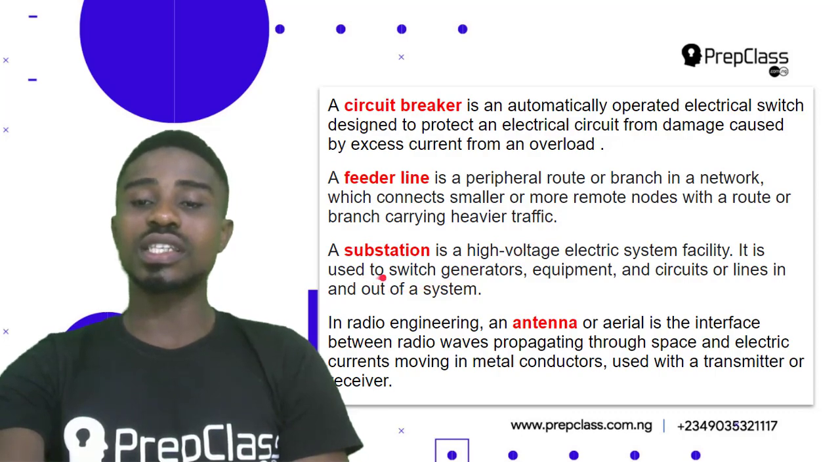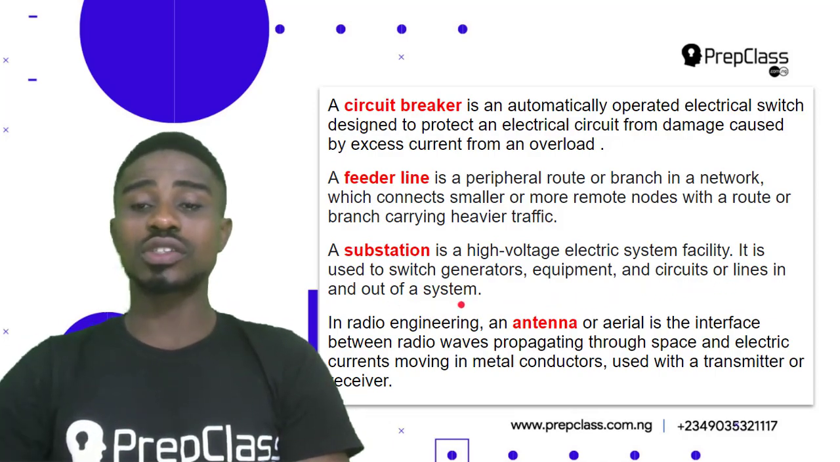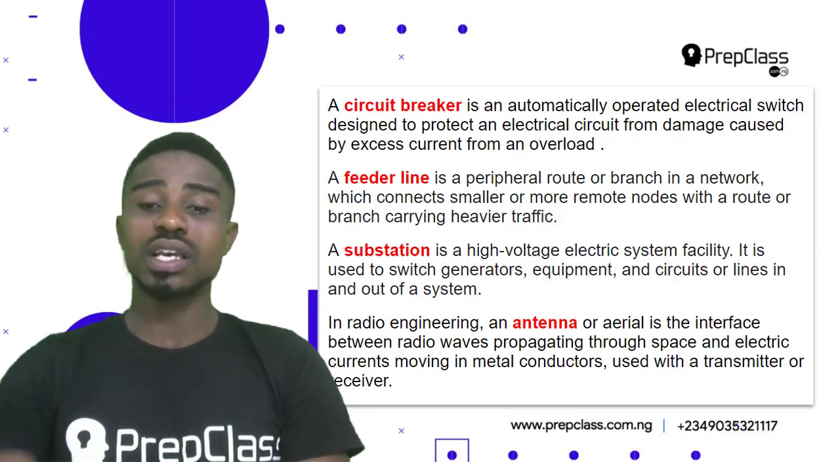Okay, that's a feeder line, so it has to do with the electricity system. A substation is a high voltage electricity system facility. It is used to switch generators, equipment, and circuits or lines in and out of the system. This also has to do with an electricity transmission device.